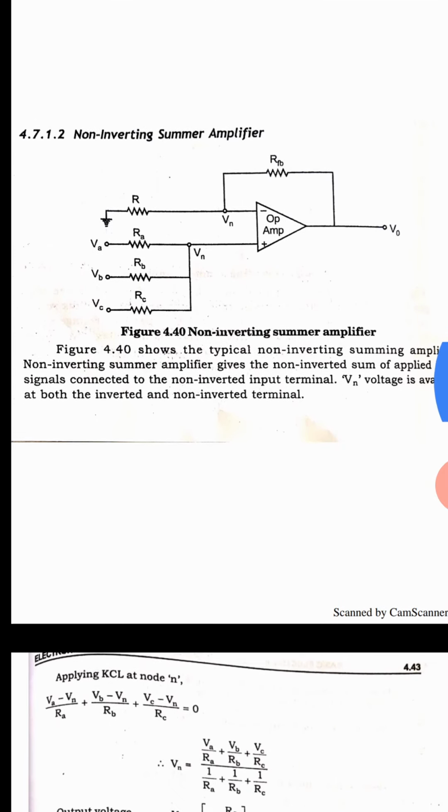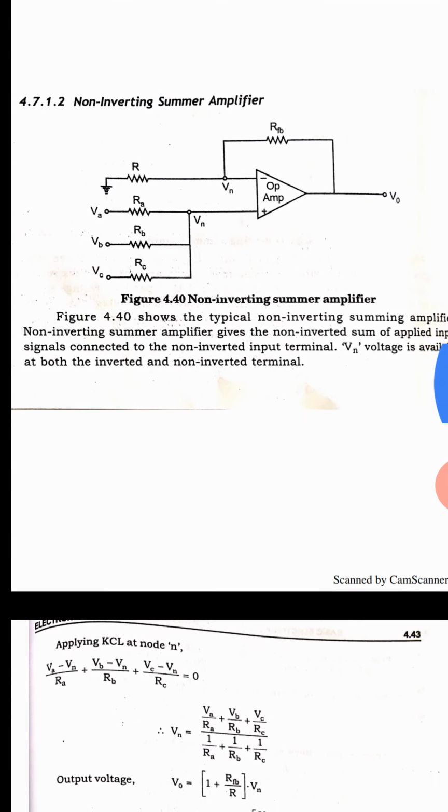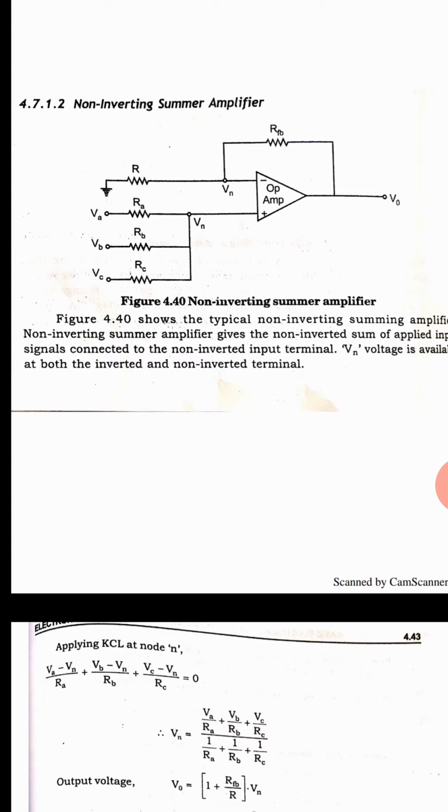Then we come to the non-inverting summer amplifier. The same inputs VA, VB, VC are given to the non-inverting terminal, and as usual we keep the inverting terminal grounded.